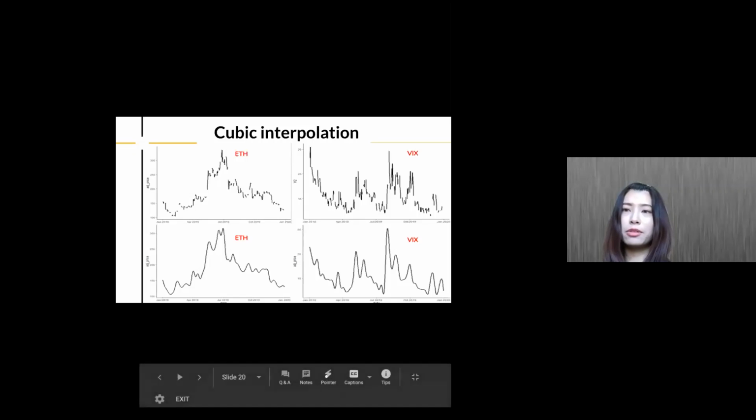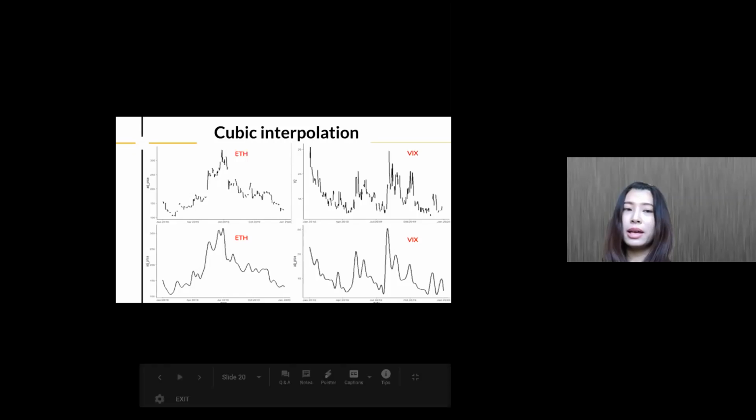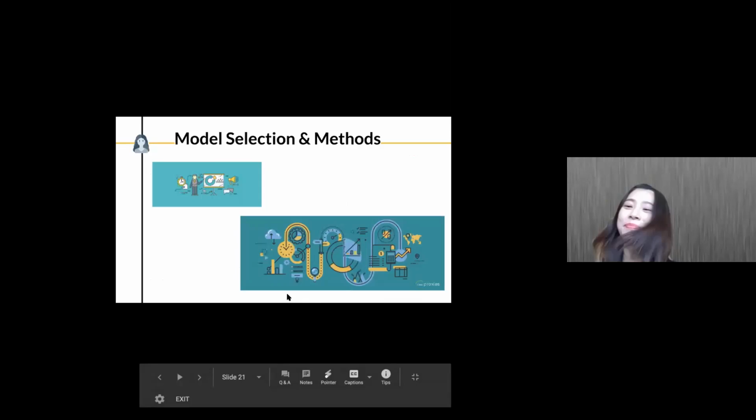As we can see from the 4 diagrams, the 2 above are the original data sets with missing values, and the 2 below are the data sets after filling the gaps by using cubic interpolation. The general trends are quite similar, even though the adjusted data set may lack accuracy because we don't use all the data available. And this could make our data analysis simpler and more convenient. And I will pass it over to Sherry.